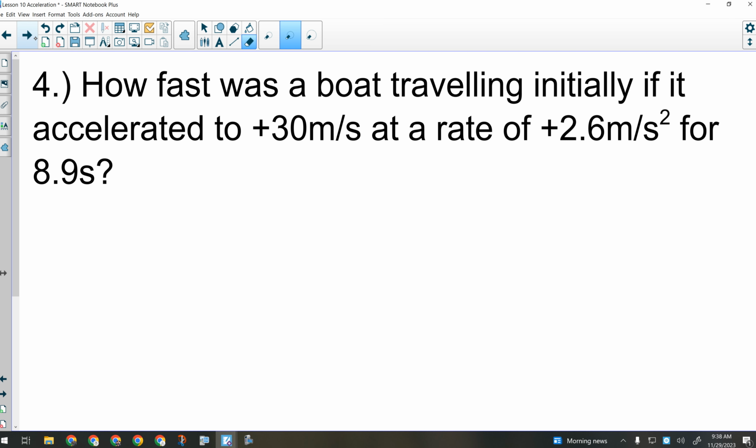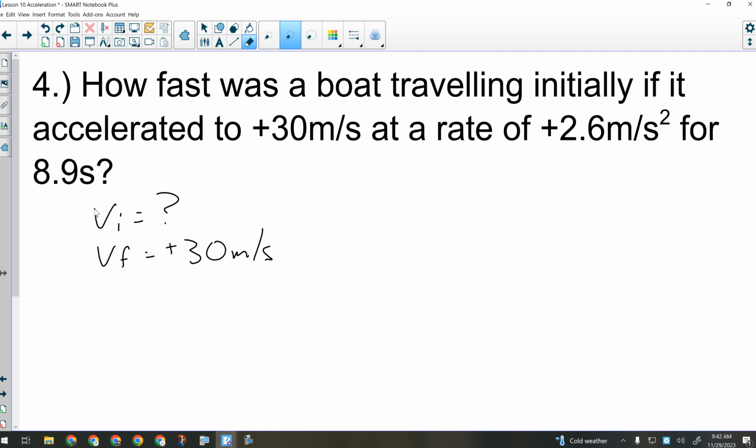Okay, number 4, asking me to calculate VI. All right, so on this one here, how fast was a boat traveling initially? So we're solving for VI. Okay, if it accelerated to positive 30 meters per second, what did they give me there? That's VF. Okay, is reading comprehension a little bit important on these questions? Yeah, I have to get that kind of stuff, not just from the units, but also sometimes from the context or the wording of the question.